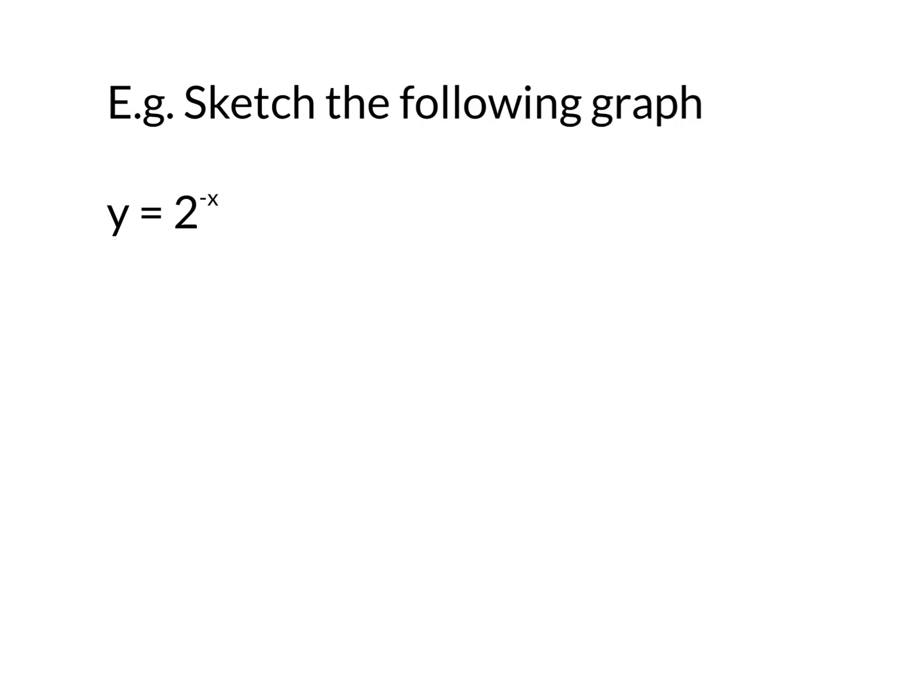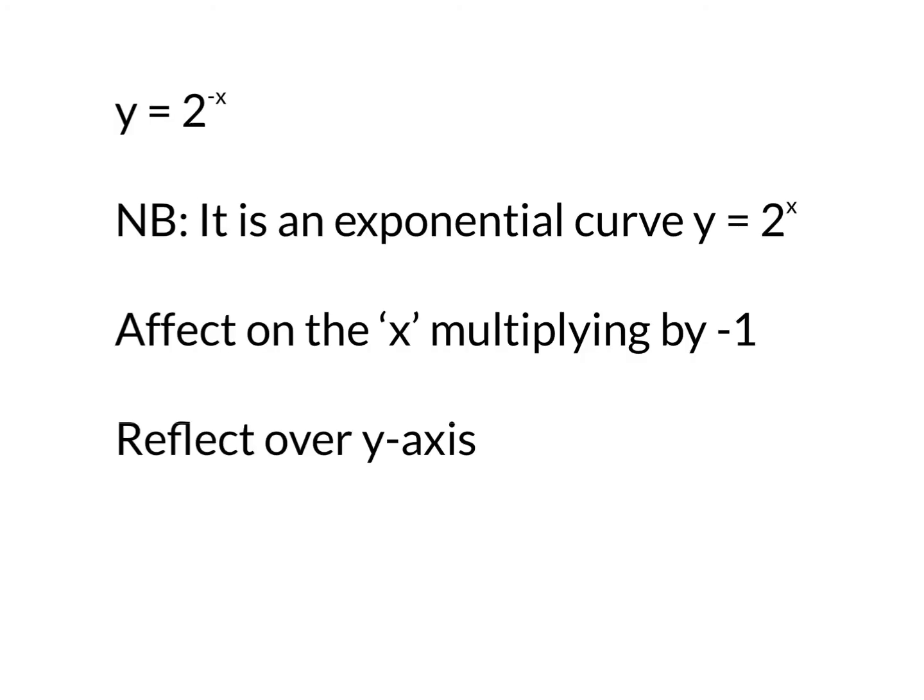So our first example is a sketch of 2 to the minus x. So we know that 2 to the x is an exponential, so we know what an exponential graph looks like. But the effect here is on the x value that's up the top, so the exponential part of it. And that is we're multiplying the x by minus 1, which means we reflect it over the y-axis. So if you can picture your original exponential, and now you're going to flip that over the y-axis.